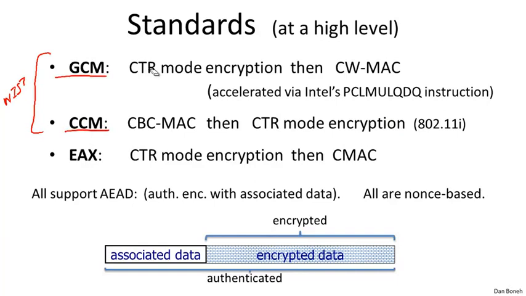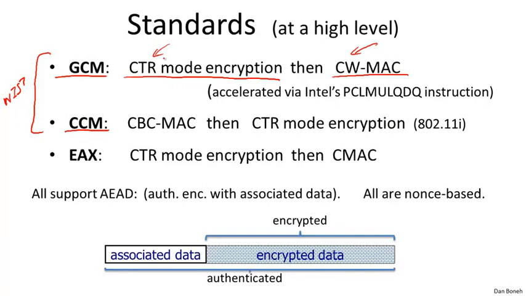Galois counter mode basically uses counter mode encryption, so randomized counter mode, with a Carter-Wagman MAC, so a very fast Carter-Wagman MAC. The way the Carter-Wagman MAC works in GCM is it's basically a hash function of the message that's being MAC'd, and then the result is encrypted using a PRF. Now, this hash function in GCM is already quite fast, to the point where the bulk of the running time of GCM is dominated by the counter mode encryption.